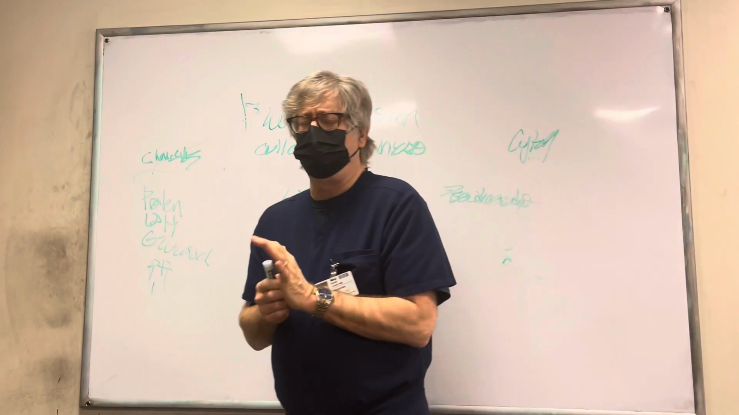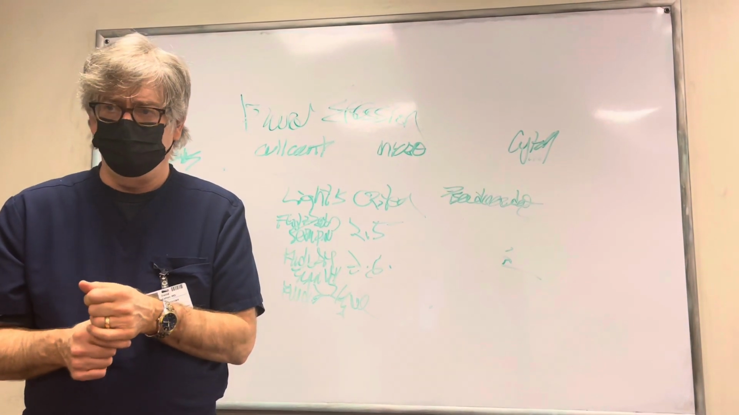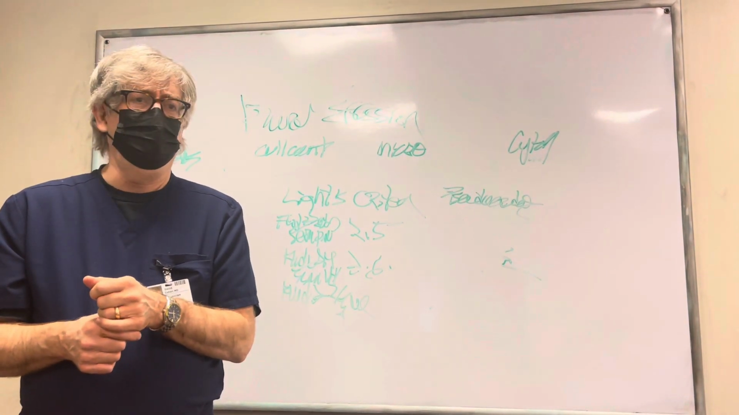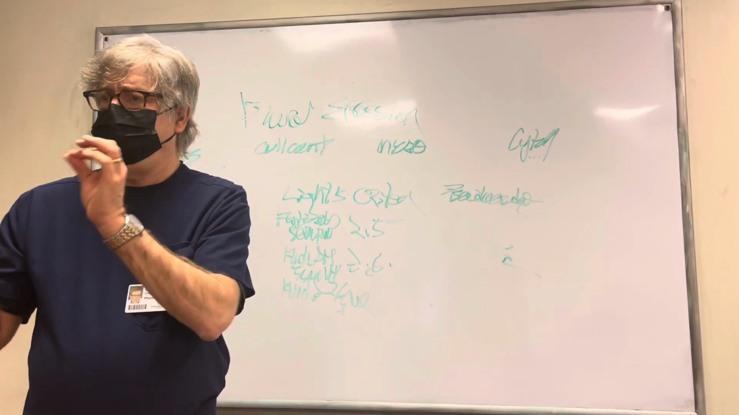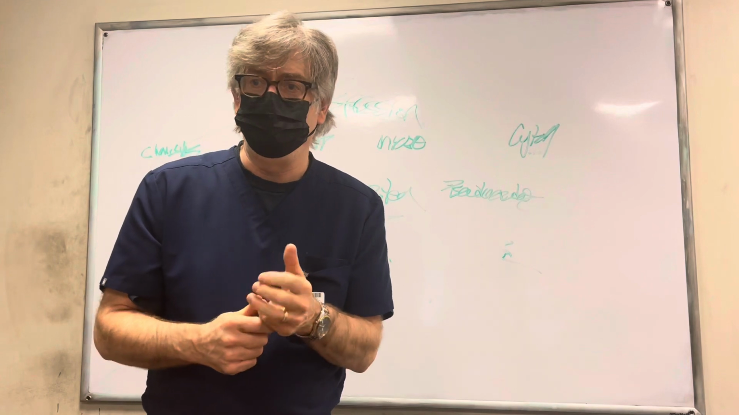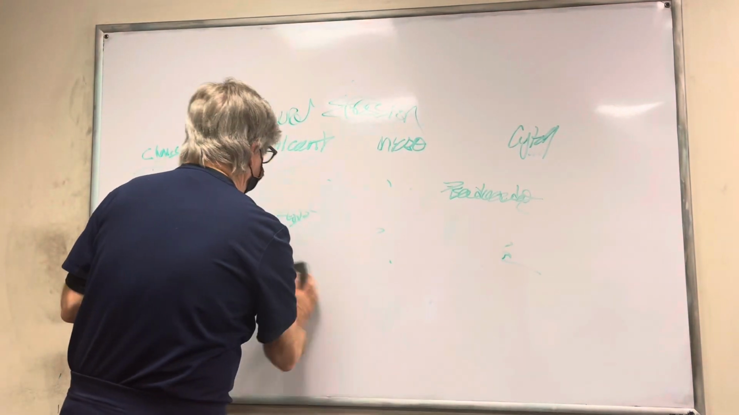Now, another pearl is bilateral pleural effusions. The most common cause is heart failure. That's the most common cause. And you normally see more fluid on the right than the left. But that's a clue. So that's the protein and LDH.